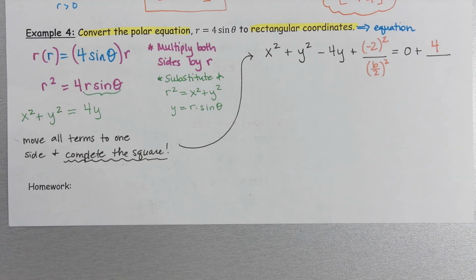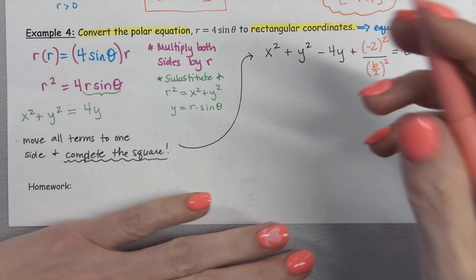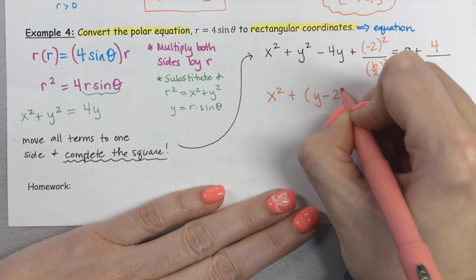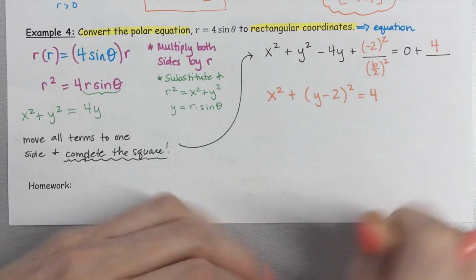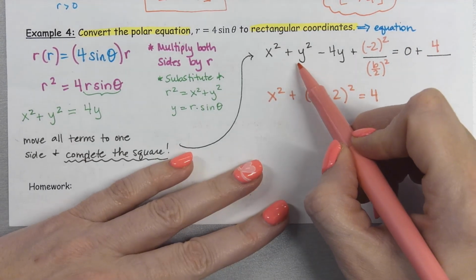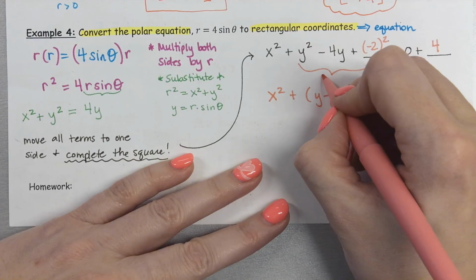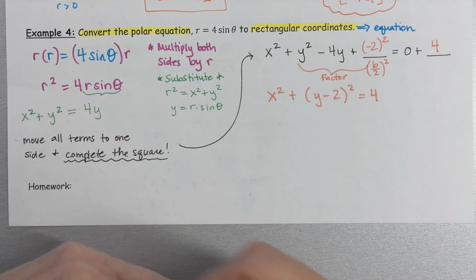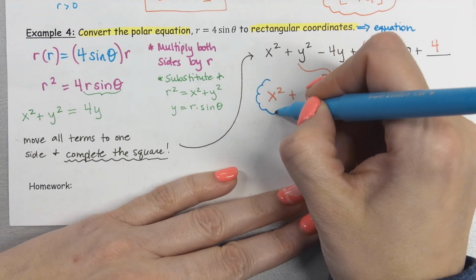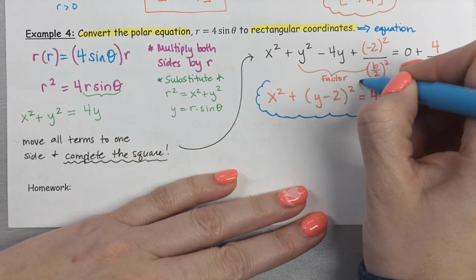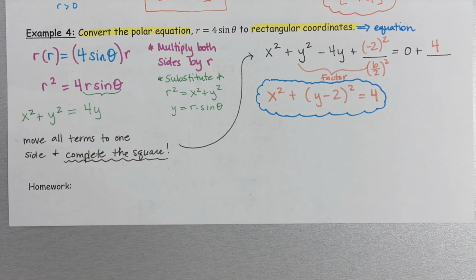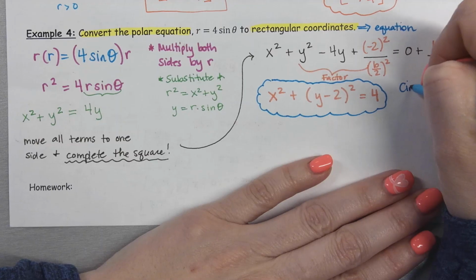Yeah, okay, so Emily, what'd you get for your final equation? X squared plus y minus 2 squared equals 4. Yeah, okay, so remember when you're simplifying this, what you're doing is you're factoring, right? This gets factored. Does anybody know what shape this represents? A what? Yeah, circle. Remember from your geometry days? Okay, so this is a circle.